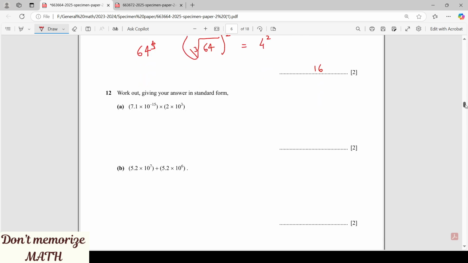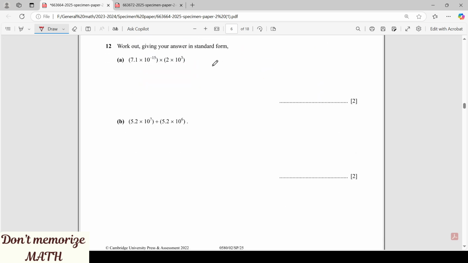Then, question number 12. Work out, giving your answer in standard form. Here, the first one is 7.1 times 2. It is multiplication. Okay, 7.1 times 2, you will get 14.2. Then we have 10 raised to minus 5 times 10 cubed.